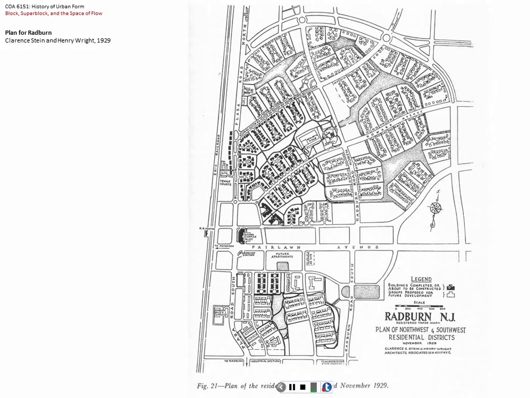Right? This became the dominant type, and every planned suburb subdivision built since then is either one or the other or a hybrid of the two. 95% of them are.